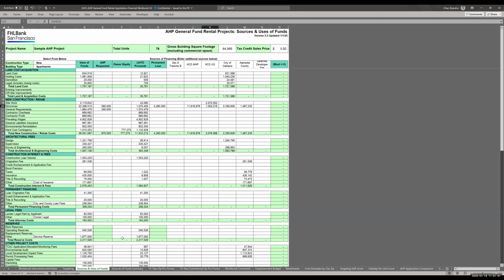For rehabilitation of existing affordable housing projects not involving the transfer of property, any acquisition costs reflected in the sources and uses worksheet will not be included in the total development costs for the purpose of determining the developer fee percentage. Capitalized reserves such as operating, replacement, transitional, and social services cannot be paid for by AHP subsidy or by conventional financing.